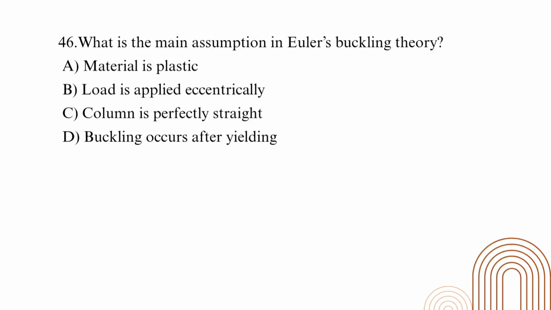Now the next question number 46. Which is the main assumption in the Euler's buckling theory? Options are A, material is plastic, option B, load is applied eccentrically, option C, column is perfectly straight, and option D, buckling occurs after yielding. And the correct answer is option C, column is perfectly straight. The main assumption in the Euler's buckling theory is that the column is perfectly straight.